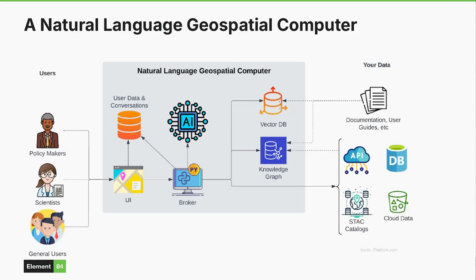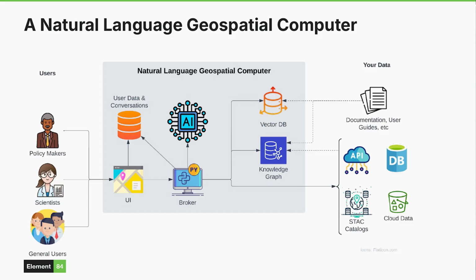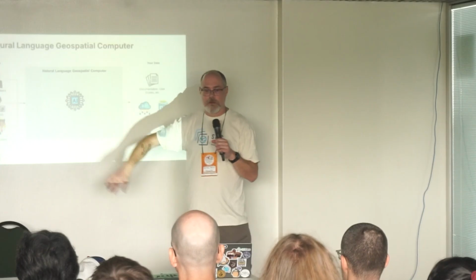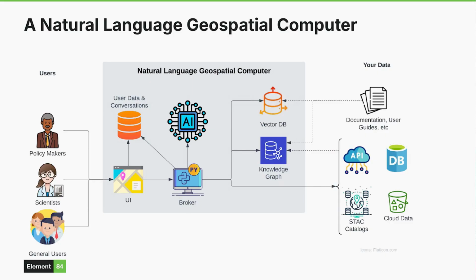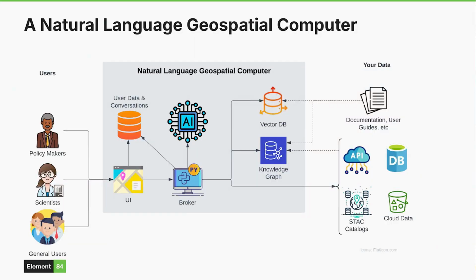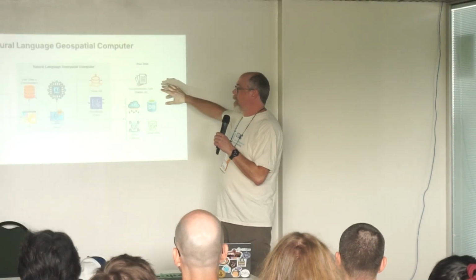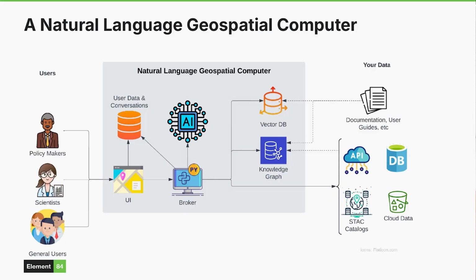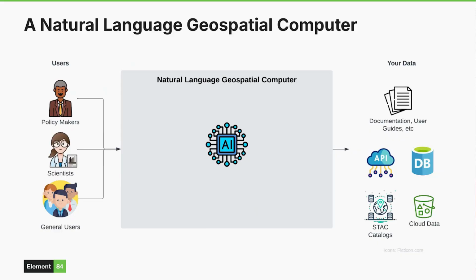So we can envision a geospatial computer here, right? We've got all sorts of users: policymakers, scientists, general users, and we have all the data over here. We can imagine there's some sort of interface, so we'll call it a geospatial computer. What are the components inside? Well, there's conversations with the user. We have some sort of AI. We have a broker that's interfacing with the user, asking questions and collecting data. Here we have a vector database that is a vector representation of all of this data. And we use knowledge graphs so that the AI can understand how to navigate the data in order to answer these questions. I know this is really high level.